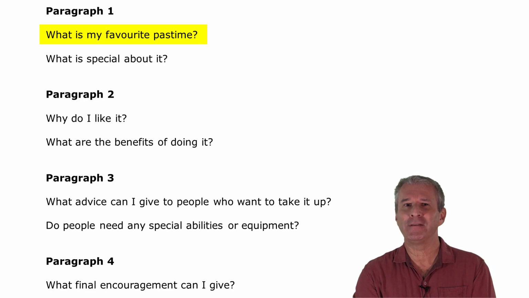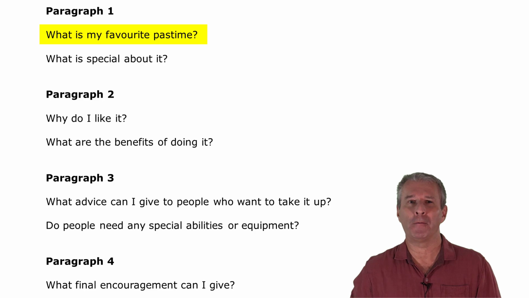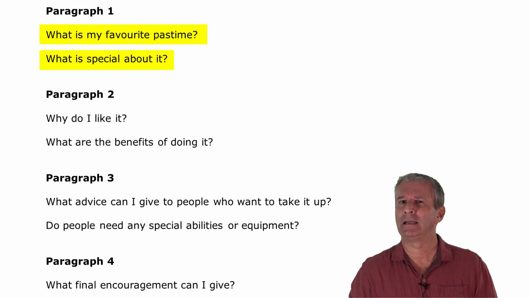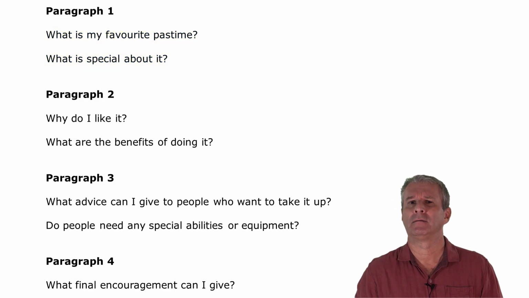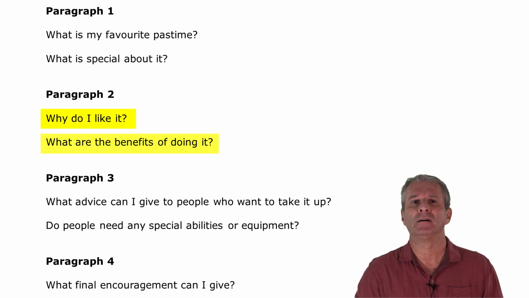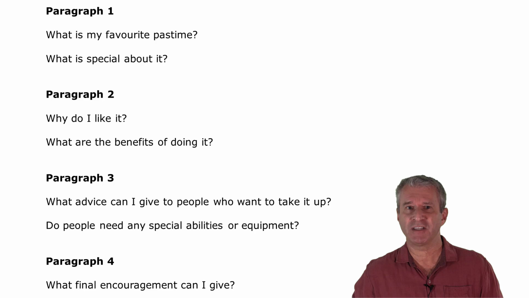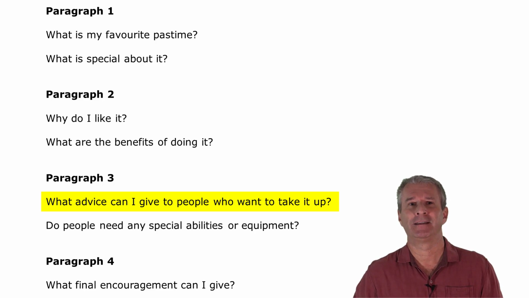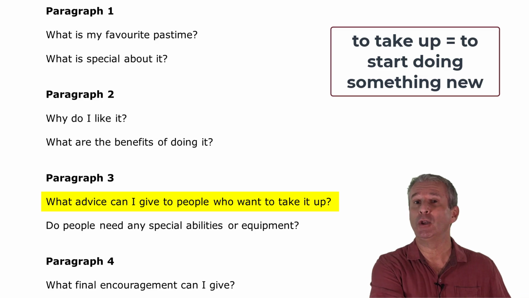In the opening paragraph, you need to introduce your pastime in an entertaining and engaging way. What is your favourite pastime? And what's special about it? In paragraph 2, say why you like it and what the benefits are of doing it. What do you get out of it? Moving on to the next paragraph, paragraph 3, what advice can you give to people who want to take it up? To take something up means to start doing it, to begin a new hobby.